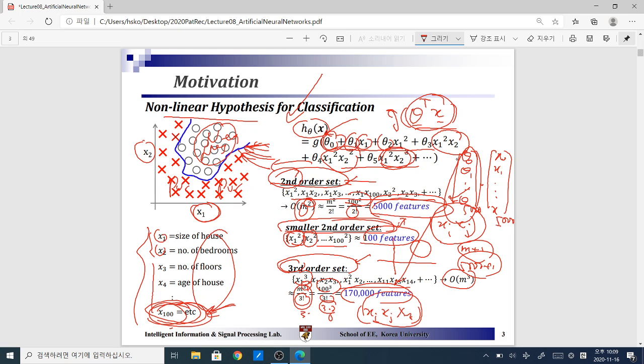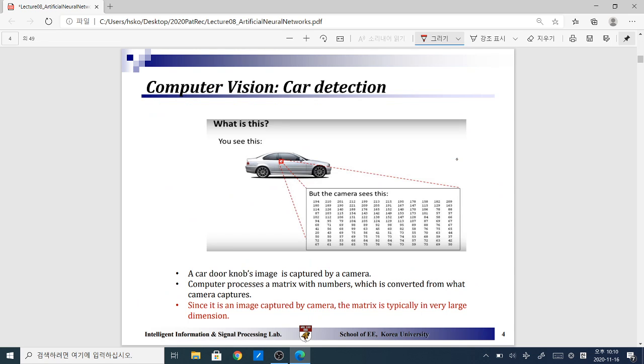Now, why do we need a higher order set of features? It is because there could be a need for a very sophisticated, very complex decision boundary that needs to be built throughout the learning process by using gradient descent. Now, that's going to become very problematic even for a very simple computer vision problem.